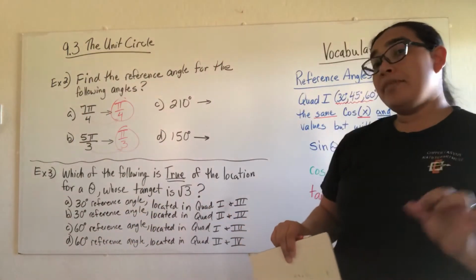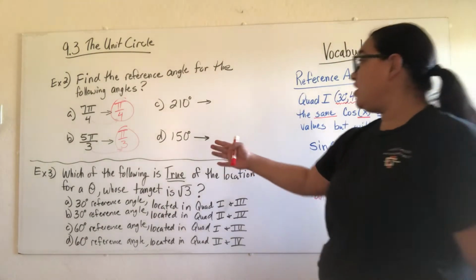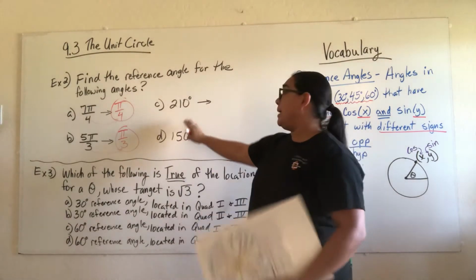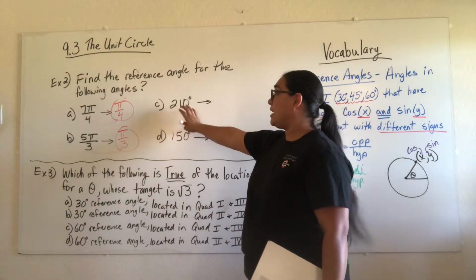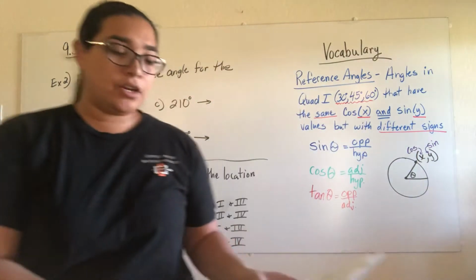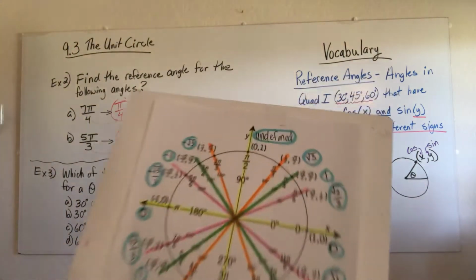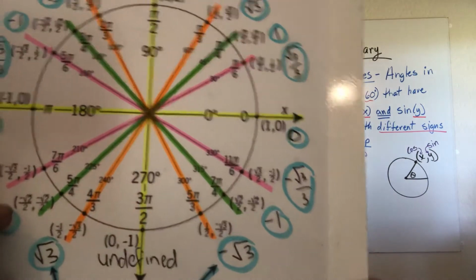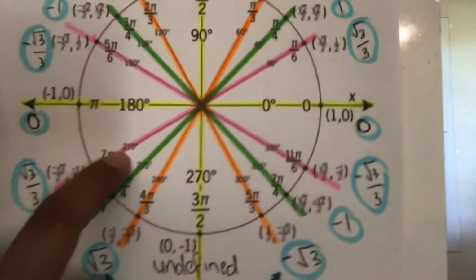All right, now, some things that might not be so easy is when they give it to you in degree form. Now, remember, you have a unit circle, so you could always go back and look at it. But let's go ahead and do some degree reference angles. So this one says 210 degrees. 210 degrees is actually over here in quadrant 3. So quadrant 3 is right here. You can see that it says 210 right there.